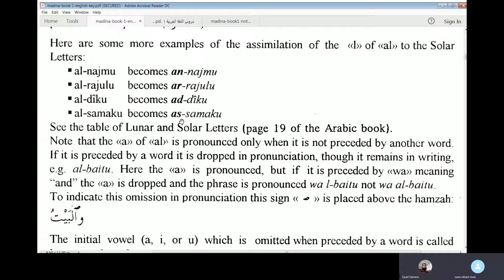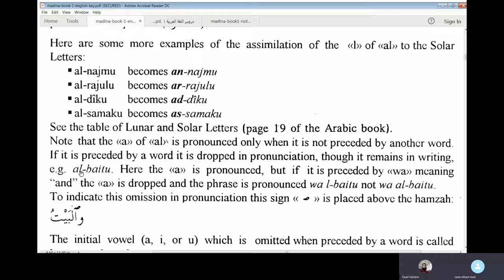So remember that in these we keep the lam silent. Okay, see the table of lunar and solar letters on page 19 of the Arabic book. Note that the alif of al is pronounced only when it is not preceded by another word. If it is preceded by a word, it is dropped in pronunciation, though it remains in writing.